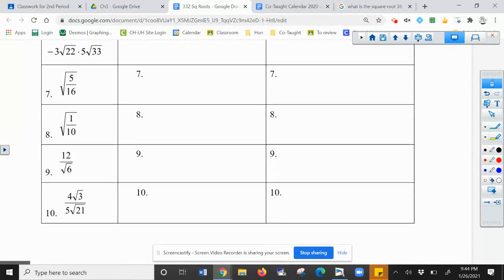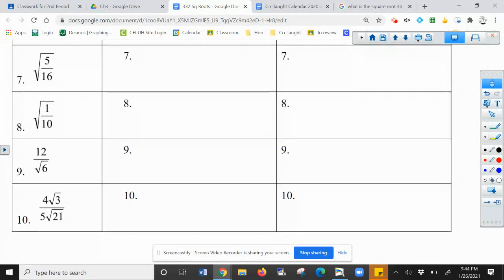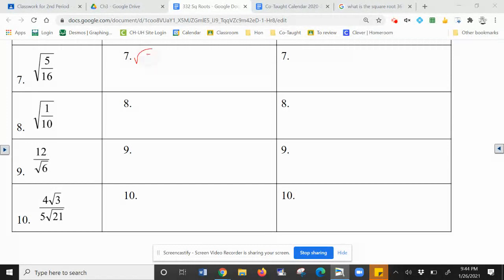All right, the last 4 are going to be on rationalizing. I'm not going to bother with the calculator again. What's going on here is this is the same as the square root of 5 over the square root of 16. The square root of 5 doesn't have any perfect square factors, but the square root of 16 is 4. Now, I can't have any square roots in the denominator because that's some kind of silly rule.